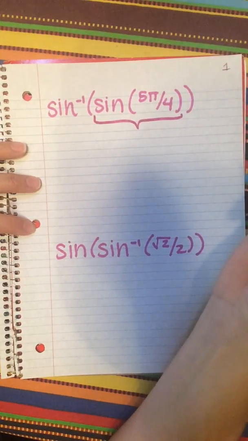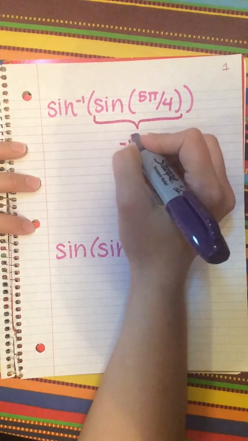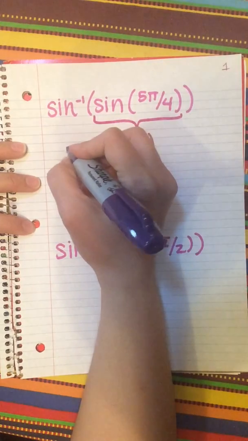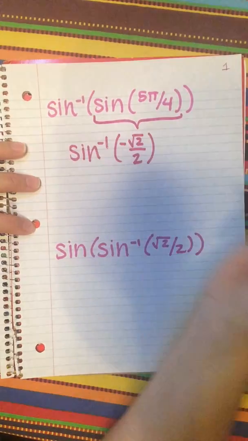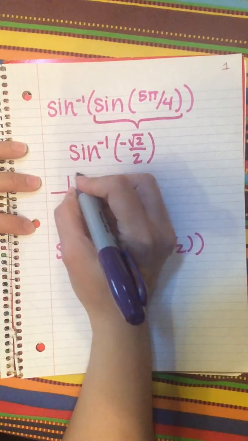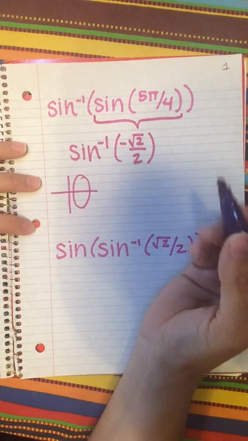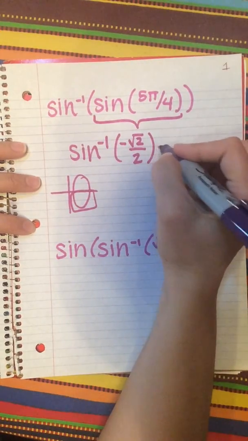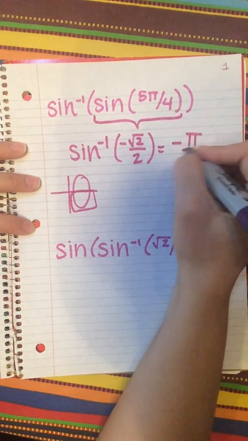Sine of 5 pi over 4 we know is negative square root of 2 over 2. Okay, so that takes care of the inside. And then if we want sine inverse of negative square root of 2 over 2, we talked about sine inverse existing in the first and the fourth quadrant. Since it's negative, we know that it's going to be down here, and so it's going to be negative pi over 4 for our answer.